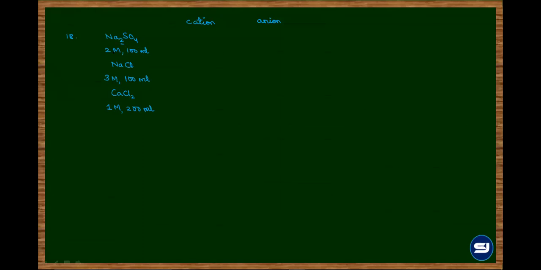Yes, sir. So 2 into 100, 200 millimoles, but the cation in case of Na2SO4 would be 400 millimoles. Correct. Yes, sir. Similarly, for sodium chloride, it will be 300, and for calcium chloride, it will be 200. Anion, if we look, for sulfate it will be 200. Sodium chloride, 300 only.